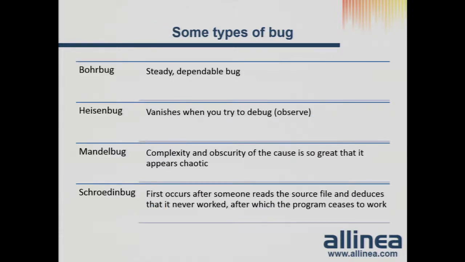And if you look at the types of bugs you might come across, Bohr bugs, steady, dependable, great bugs they are, the ones you can easily fix. Heisenbugs, ones that vanish when you try and observe them. The Mandelbugs, these are very complex, very obscure. They look chaotic, but they're not. They're real. They have a real cause behind them. I think that's one of the important things about bugs. All bugs have a cause. And finally, and this does happen, it certainly happened to me, Schrödinger bug. First occur after someone reads the code and deduces that it could never have worked, and then after which the program ceases to work.